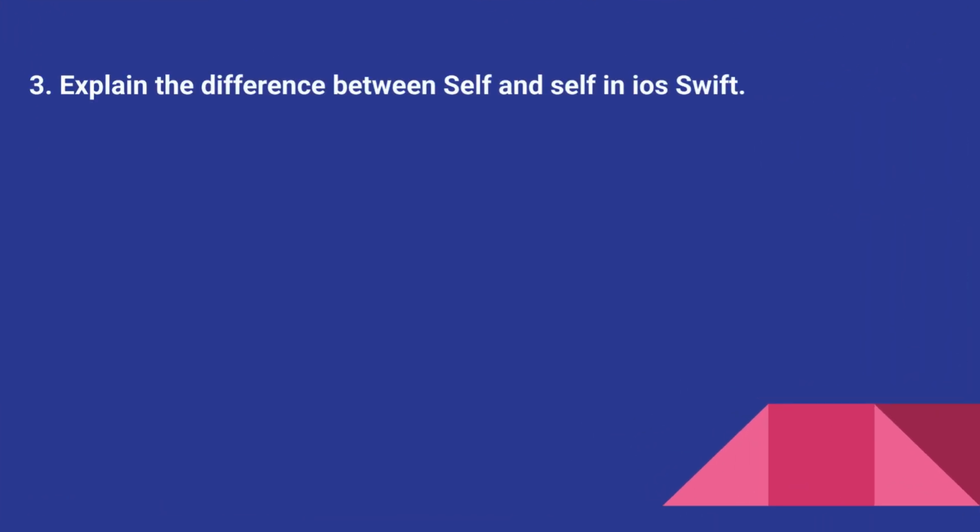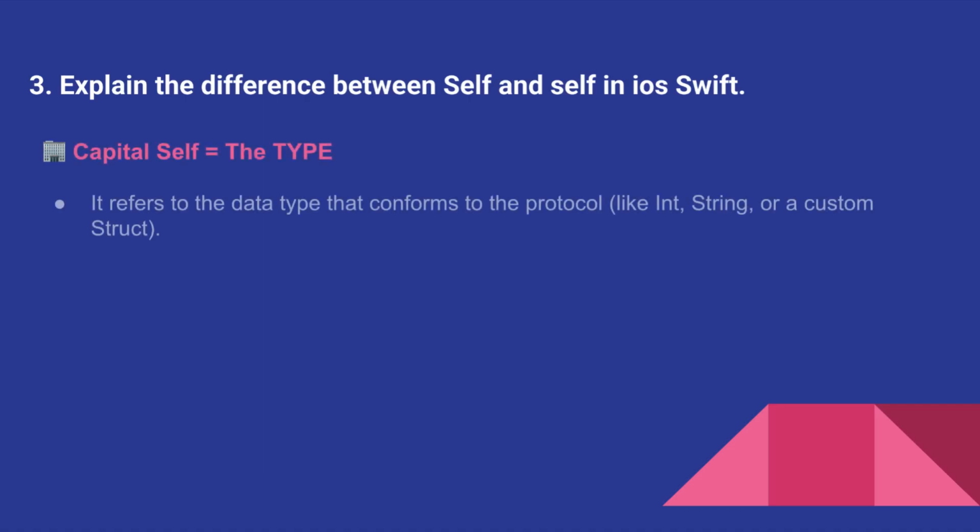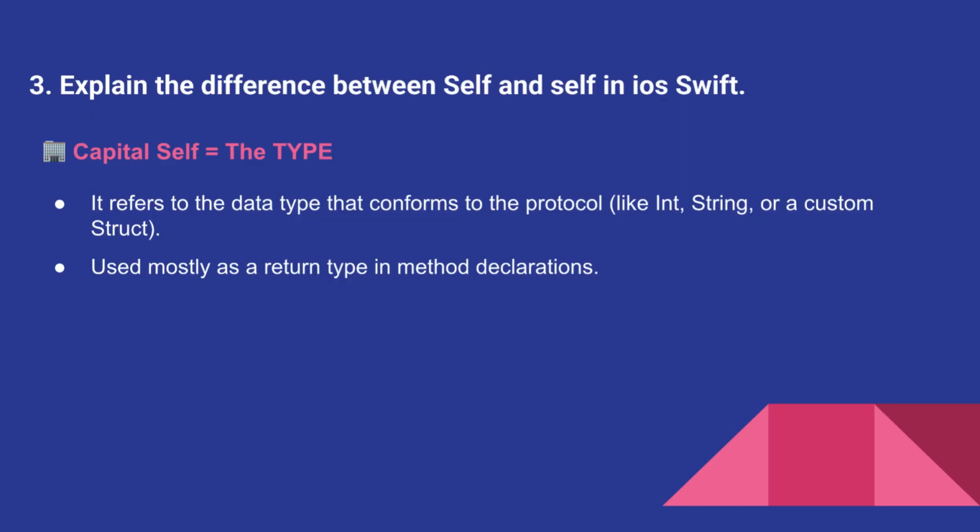Let's move on to question number 3. What is the difference between capital Self and lowercase self in Swift? This is a very common question when dealing with protocols. Let's break it down. First, capital Self refers to the type. Specifically, it acts as a dynamic placeholder for whatever data type actually conforms to the protocol. That could be a built-in type like an Int or String, or it could be your own custom struct. Because it represents the type itself, you will mostly see capital Self used as a return type in your method declarations.